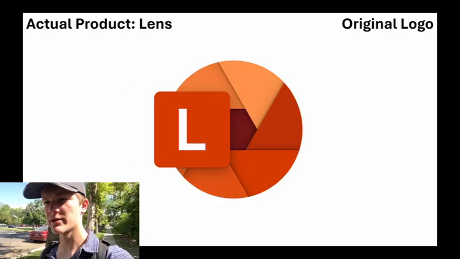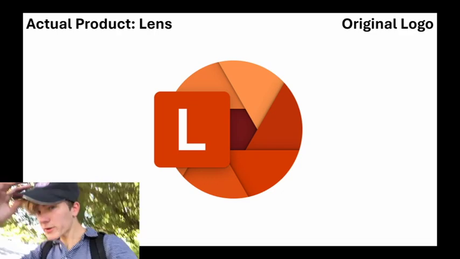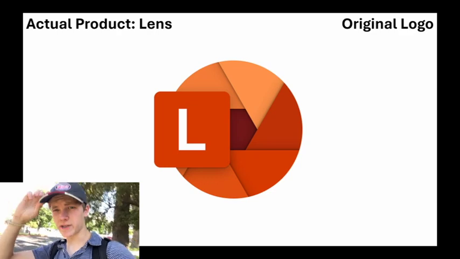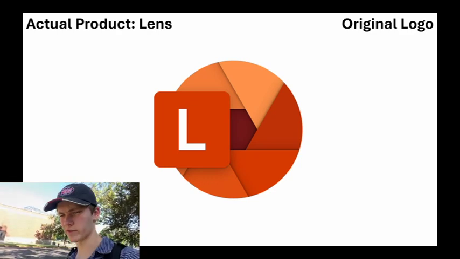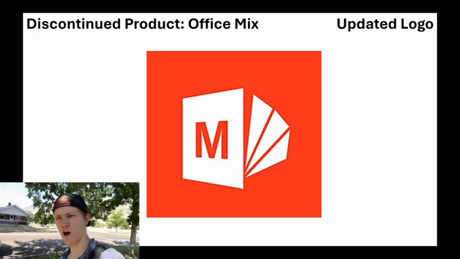Next up, we have Microsoft Lens. Now, Lens is a pretty simple software. It's just used for scanning documents and uploading them to OneDrive or other services. It's pretty simple. All right, M is for Microsoft Office Mix.